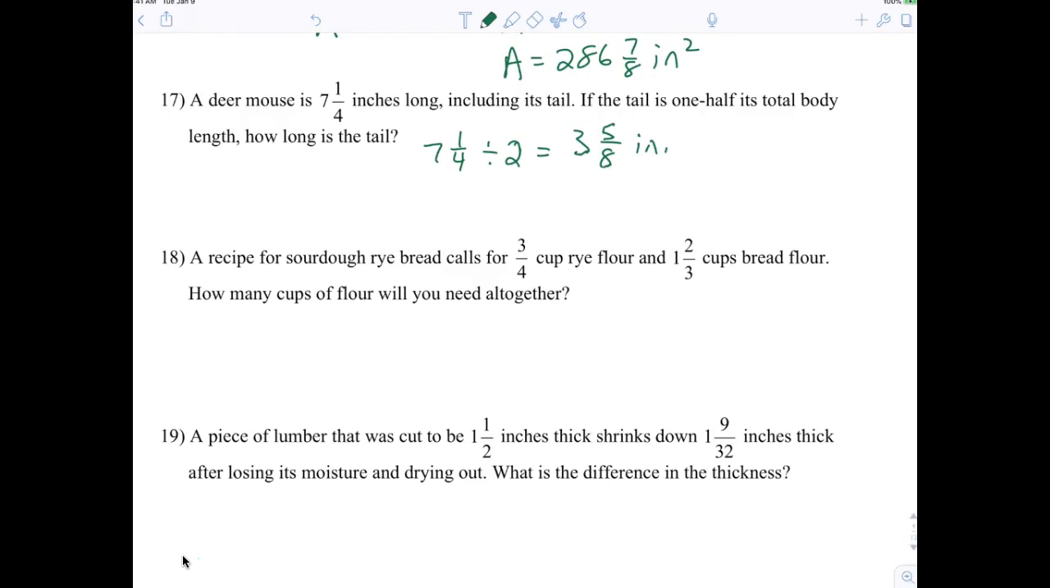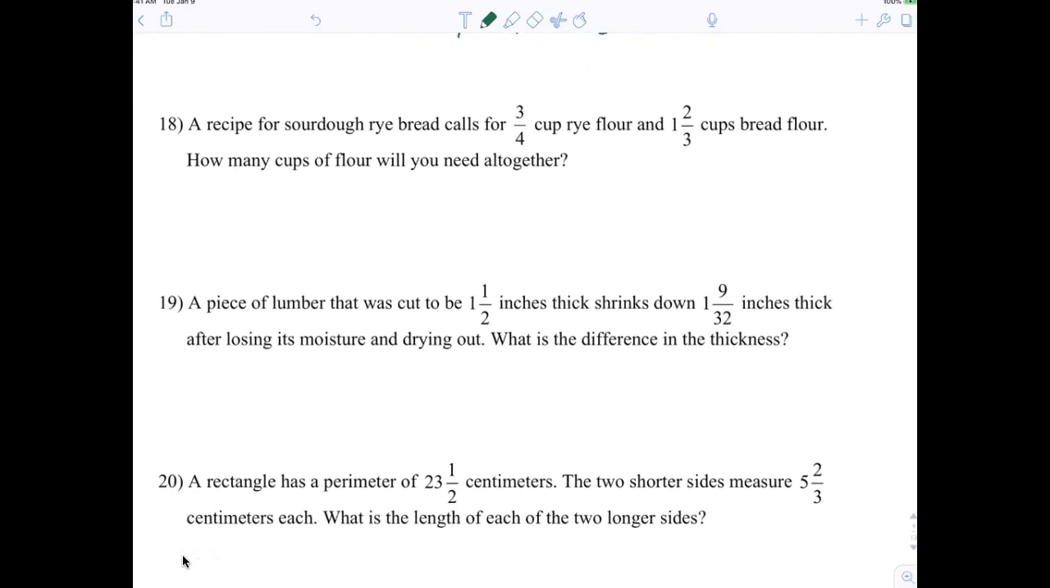Now, all right, going back to our recipe. Number 18. Go ahead. I'll let you read, Oscar. A recipe for sourdough rye bread calls for 3/4 cup rye flour and 1 2/3 cup red flour. How many cups of flour would you need altogether? So what do I do? 3/4. You're multiplying them. If I needed 2 cups of rye and 3 cups of flour, how much do I need altogether?